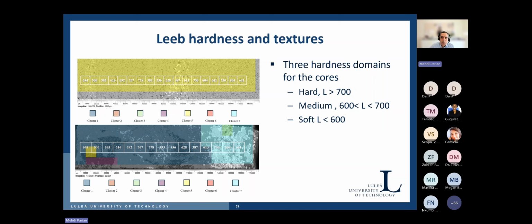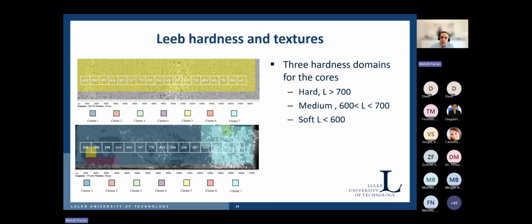Then we have Leeb hardness measurements that were mapped on the samples. So we can see how they correlate with each textural class. We could identify 3 main hardness domains: a hard domain with values above 700, a medium domain between 600 and 700, and a soft domain less than 600.